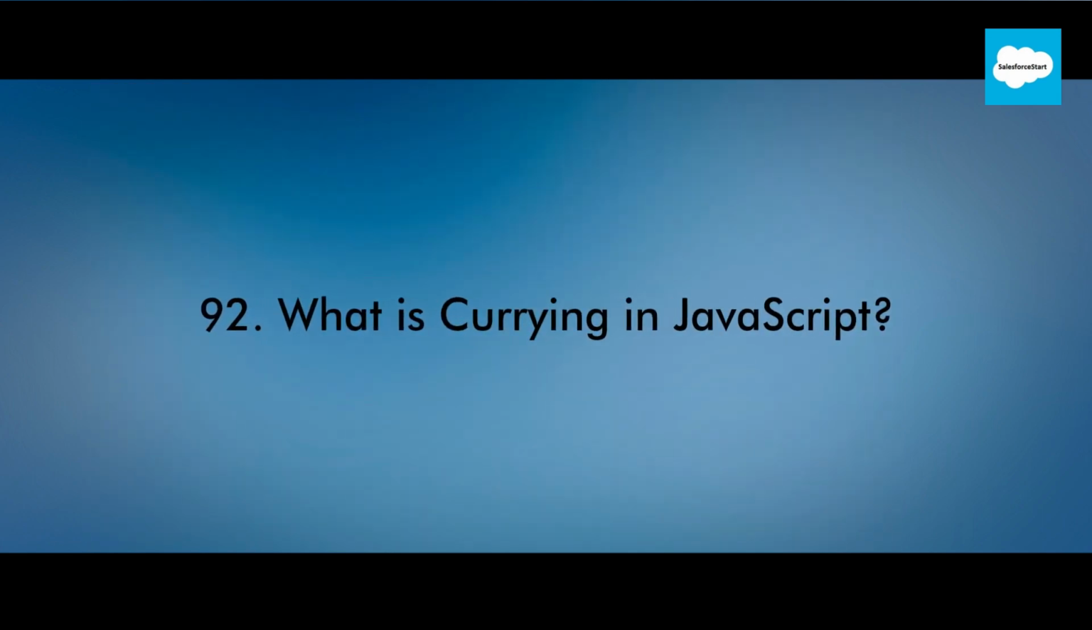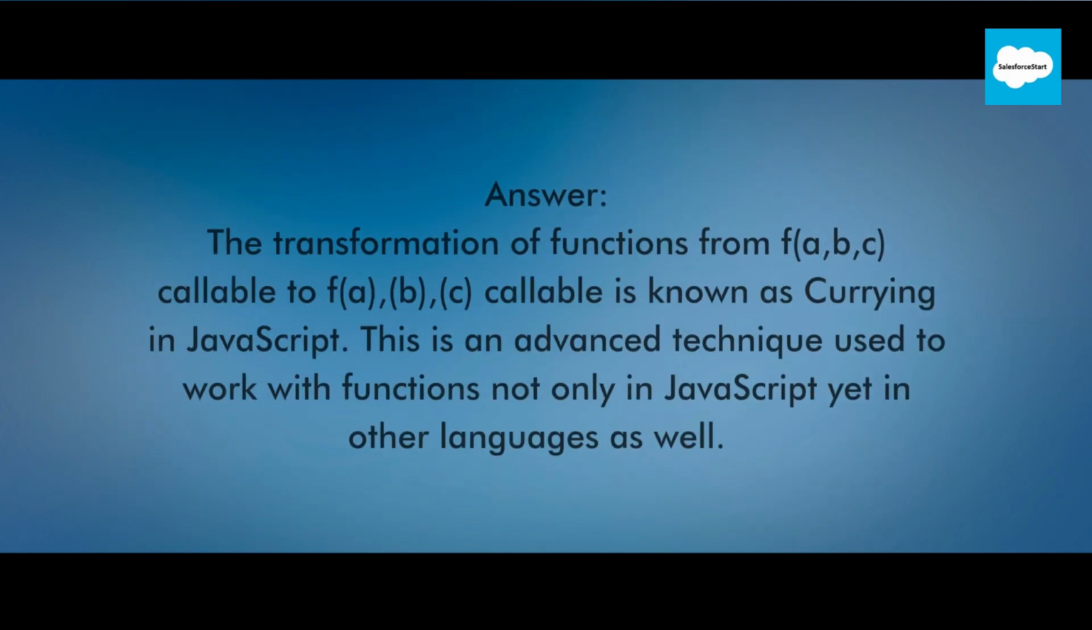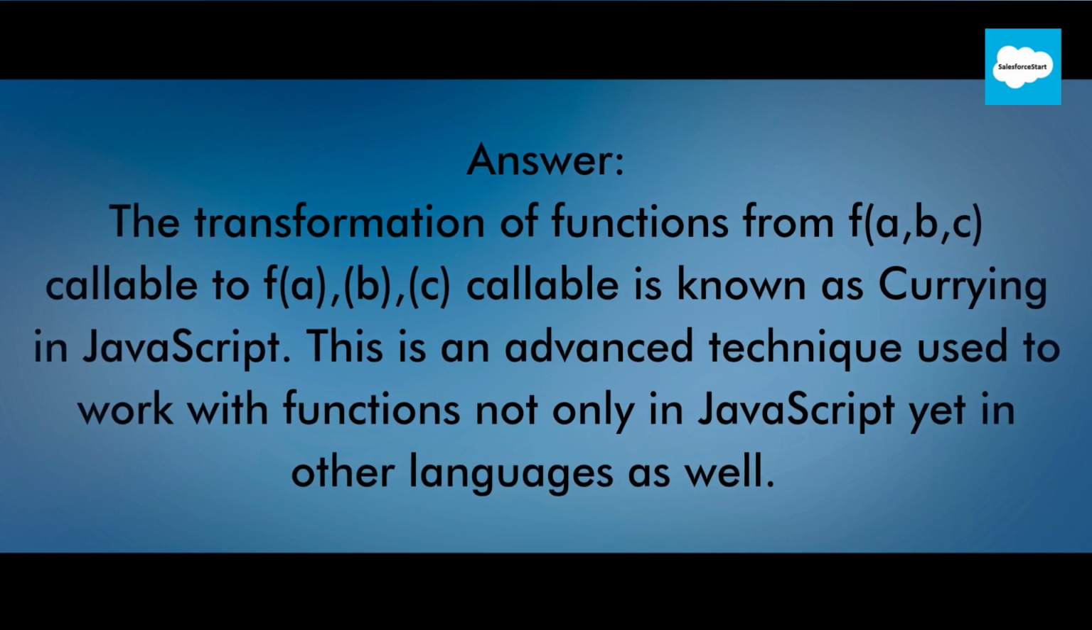What is currying in JavaScript? Answer. The transformation of functions from f(a, b, c) callable to f(a)(b)(c) callable is known as currying in JavaScript. This is an advanced technique used to work with functions not only in JavaScript yet in other languages as well.